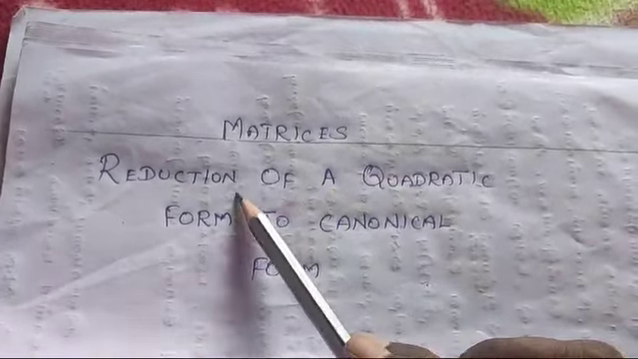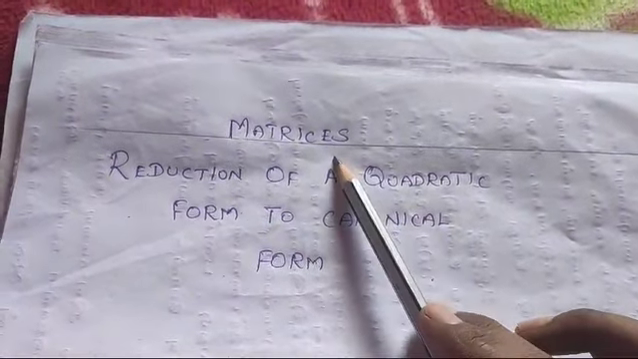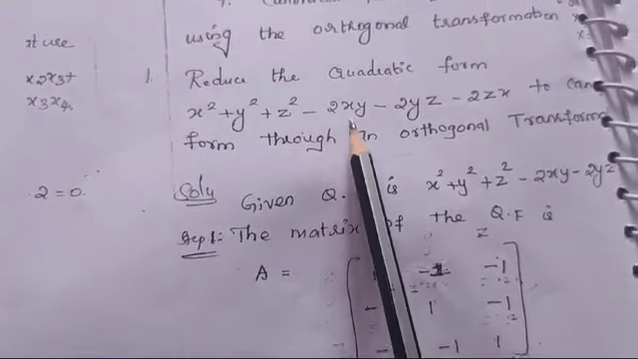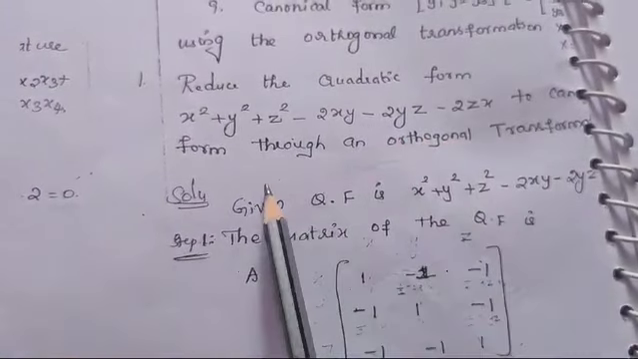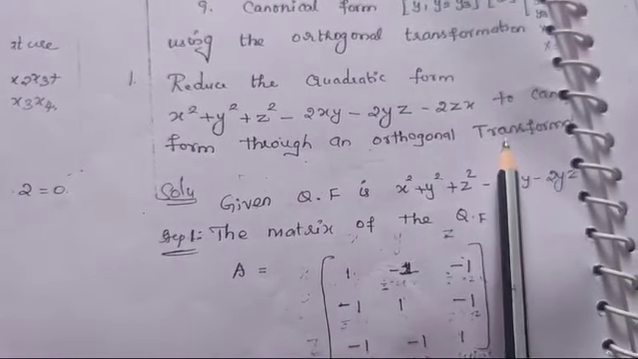Hi dears, good morning. Today we are going to discuss the topic reduction of a quadratic form to canonical form under the matrices. Okay, so we have to reduce the quadratic form x square plus y square plus z square minus 2xy minus 2yz minus 2zx to the canonical form through an orthogonal transformation.